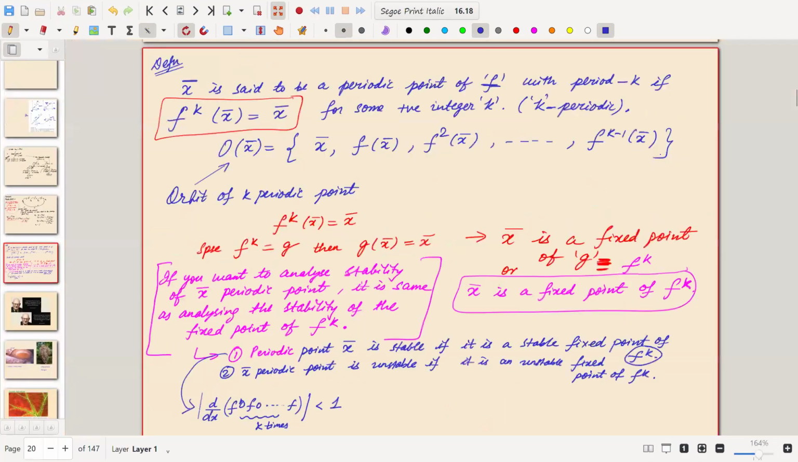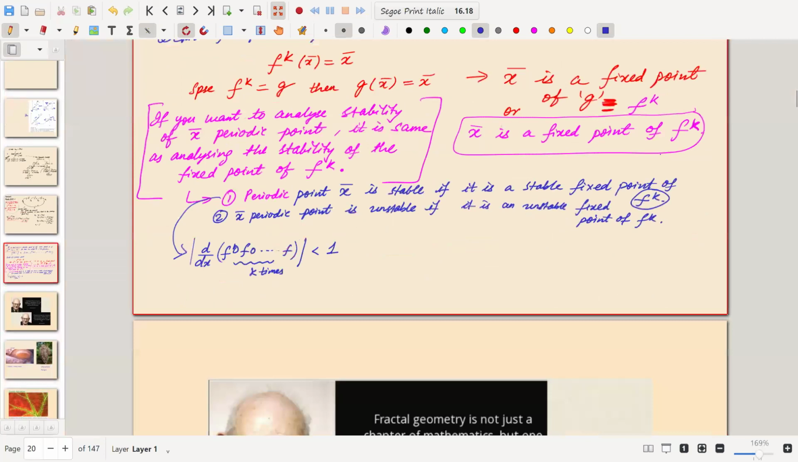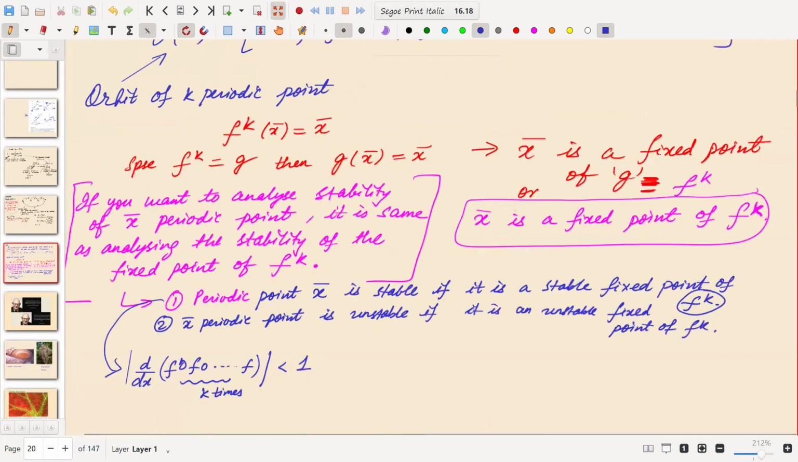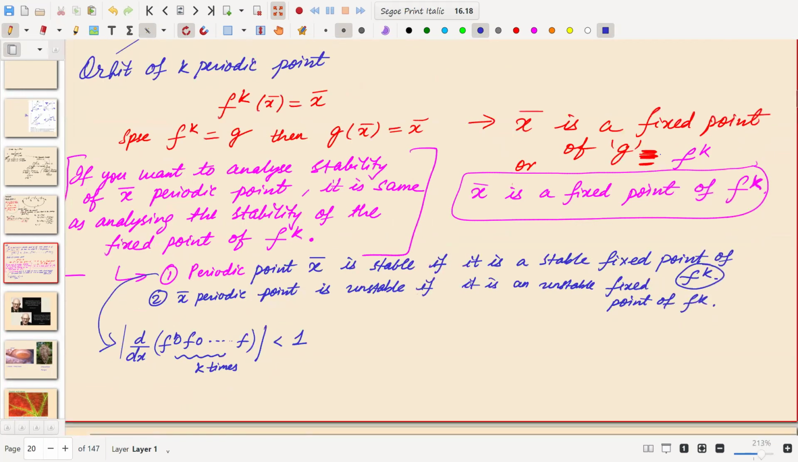Can you tell me what we obtain from this figure? Yes, maybe we can stop here. So this is the definition of the stability of a periodic point. I meant to tell you that the stability of periodic points can be boiled down to the stability of fixed points. So this is the catch.